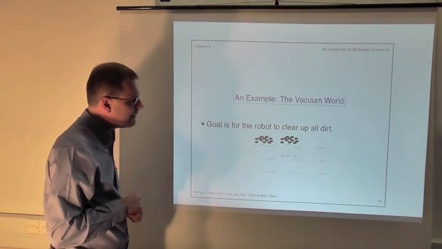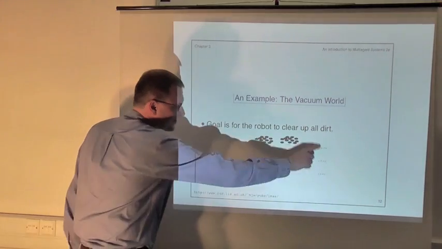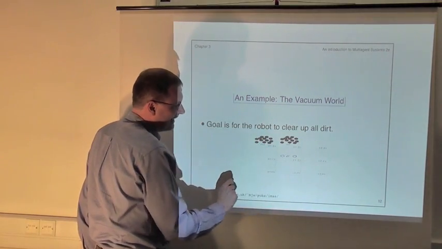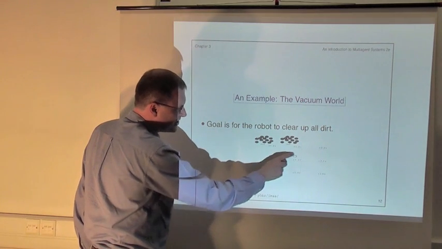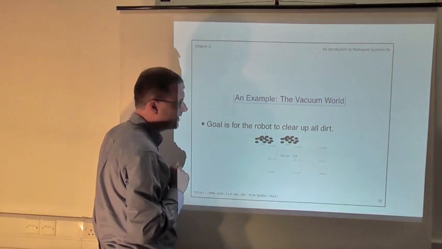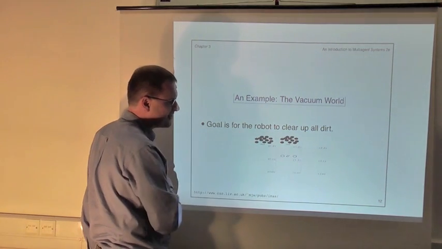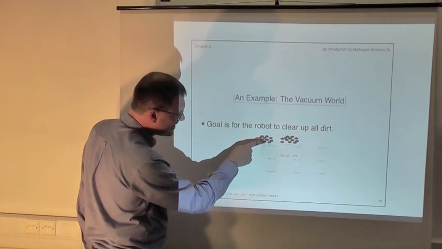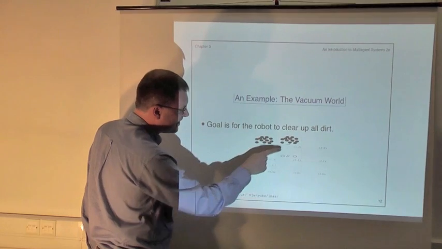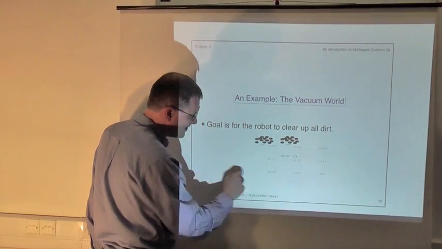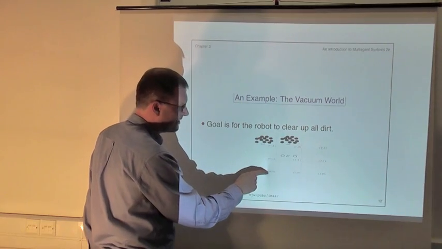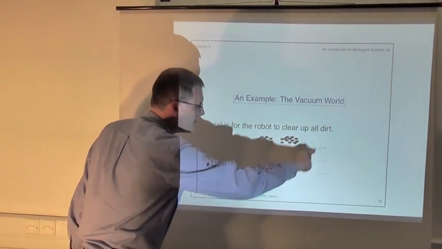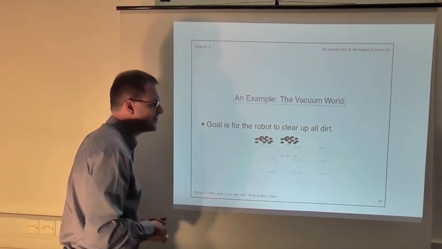Let's make this concrete with an example. So this is a 3x3 grid world, and the idea is that we've got a robot which is currently in this middle square here, and there is dirt in this grid world. And the grid world has locations. So this is location 0, 2, this is location 1, 2, this is location 2, 2, this is location 0, 0. And the idea is we want the agent to move around and clear up this dirt.